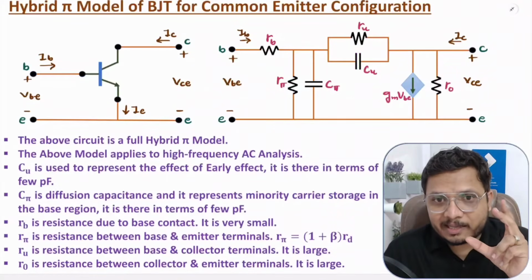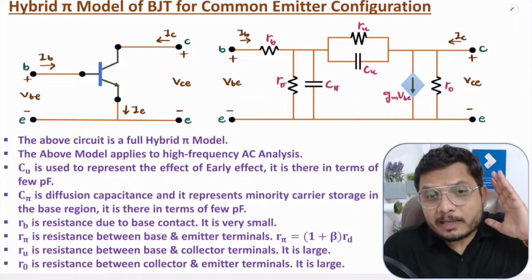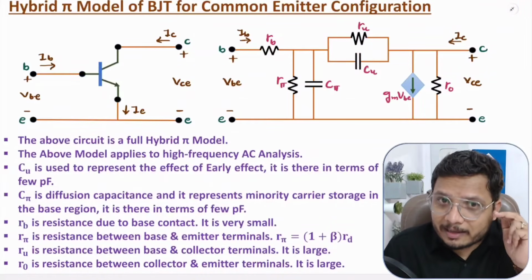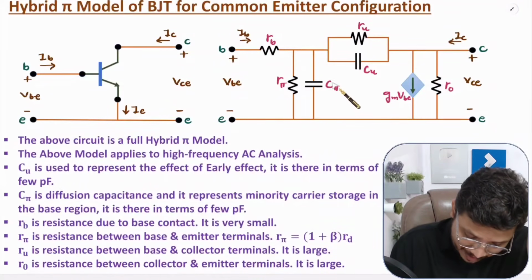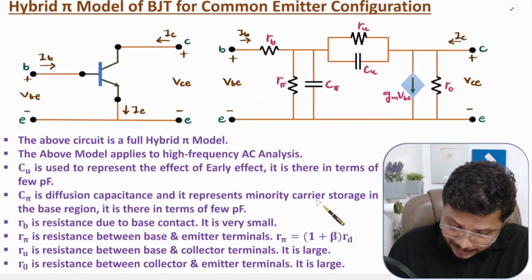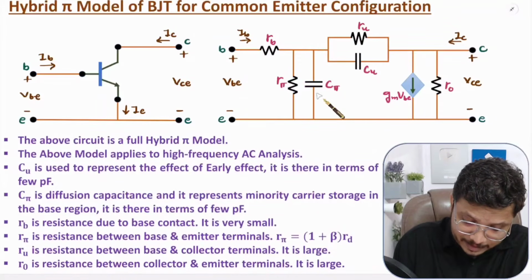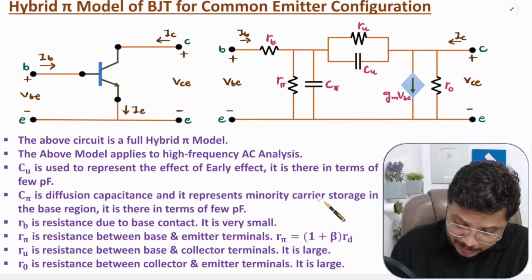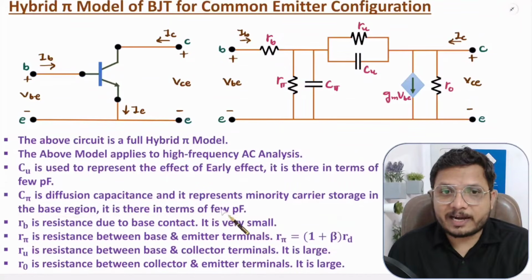If you want to understand the early effect, then go through my video which is available in electronic devices and circuits. I have explained the early effect in great detail. To represent the early effect, we have the C mu capacitance, right? This C pi capacitor is the diffusion capacitance. It represents minority carrier storage in the base region. It is also in the range of a few picofarads only, right?